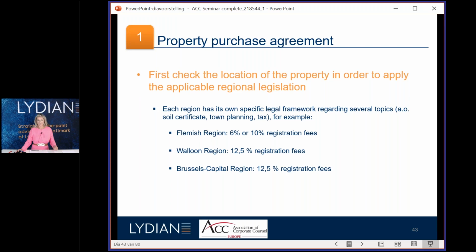When you're being asked to draft a property purchase agreement, the first thing we would like you to do, which is very important in fact, is to first check the location of the property in order to apply the applicable regional legislation. Since in Belgium we have different legislations in place depending on the region where the property is located. And there are some quite important topics there. For example, soil certificate, town planning, some tax matters. These matters might differ depending on the region.